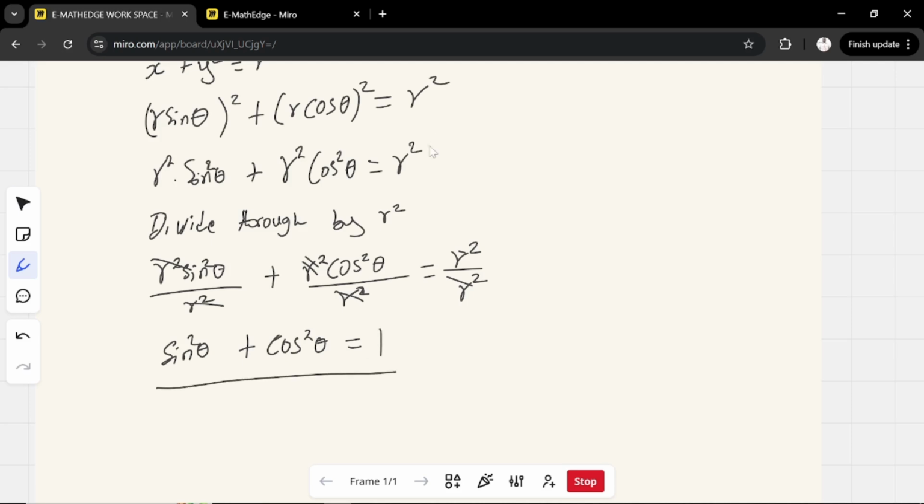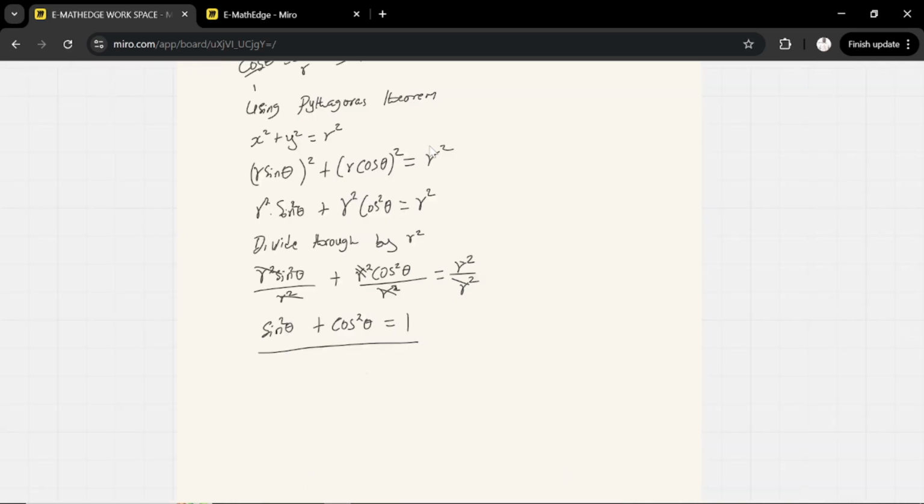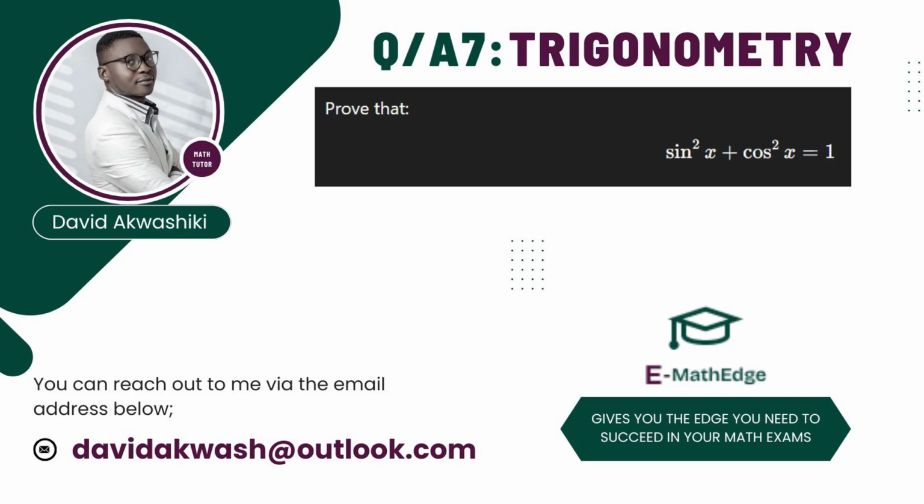So we have sine square theta plus cos square theta to be equal to 1, which is what we were asked to prove. So that will be all for this video.